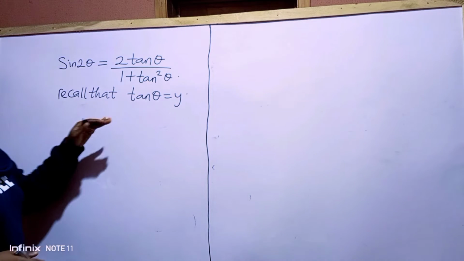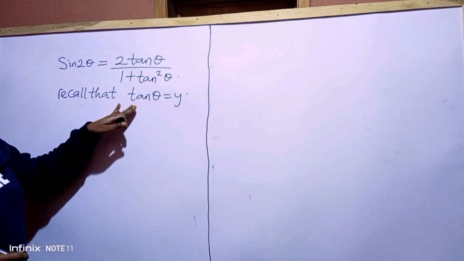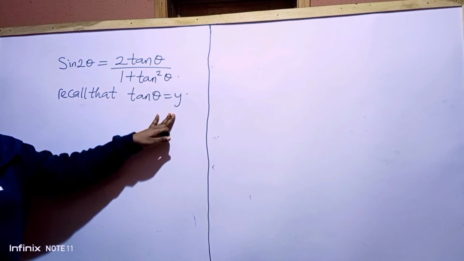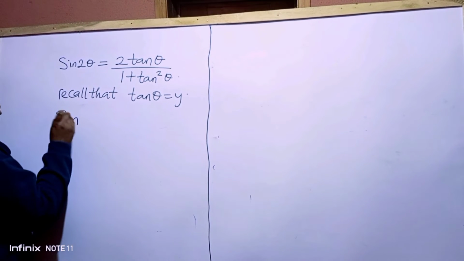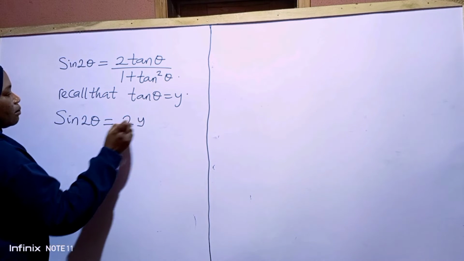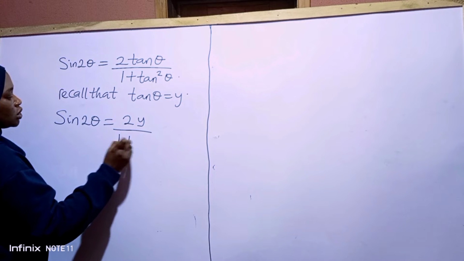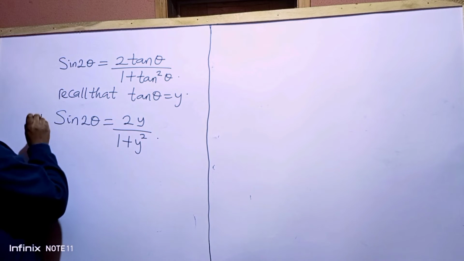But you have to recall that we were given that tan theta is equal to y. So anywhere we see tan theta, we're going to put y there. Now, sin 2 theta will now be equal to 2y over 1 plus y squared. So that is number 1.